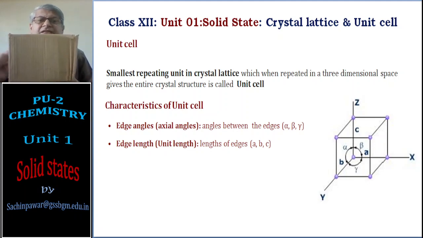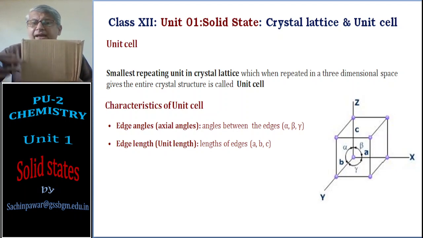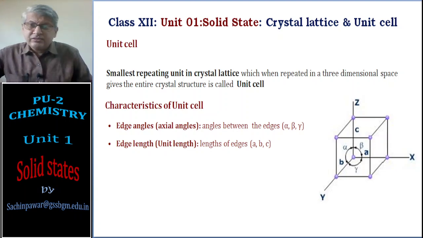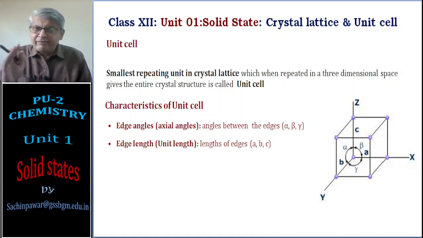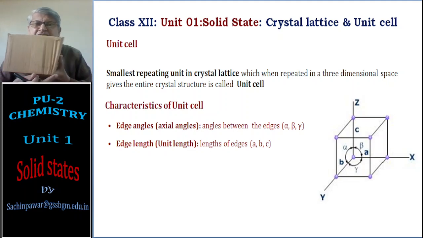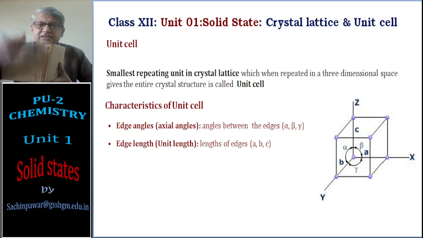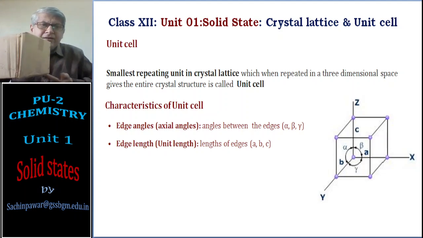This unit cell is characterized by two things: edge length, or unit length, and edge angles. I'll come back to this. Just observe on the screen. Since this is three-dimensional, we have edges along the x-axis, y-axis and z-axis. If I take this edge, this is the x-axis, this is the y-axis, and there is a z-axis here.